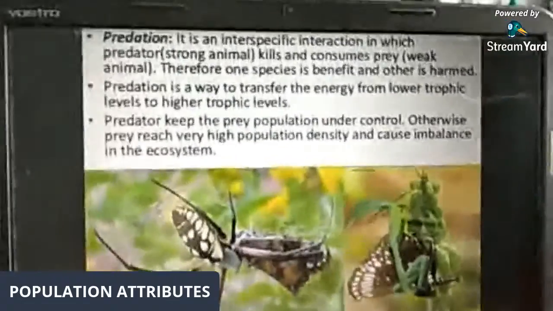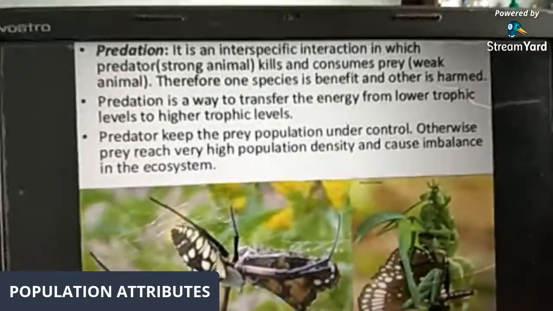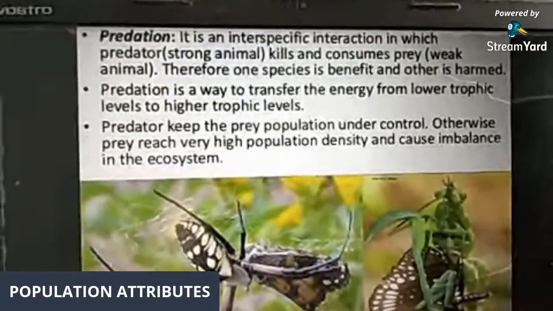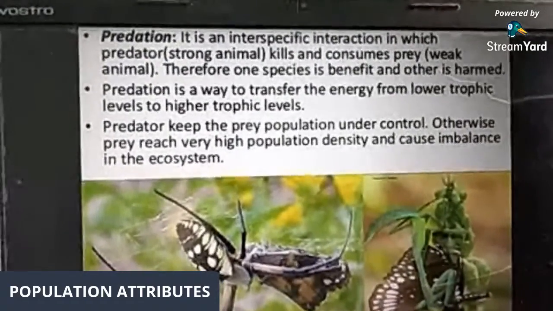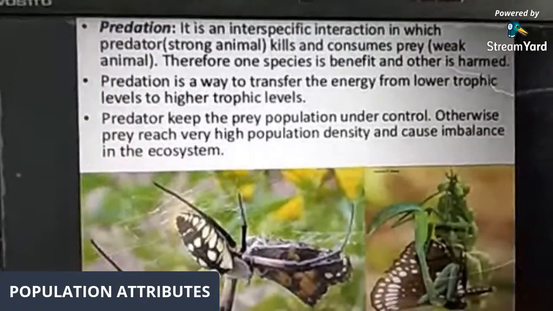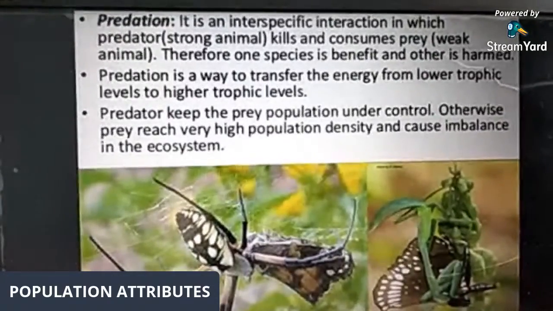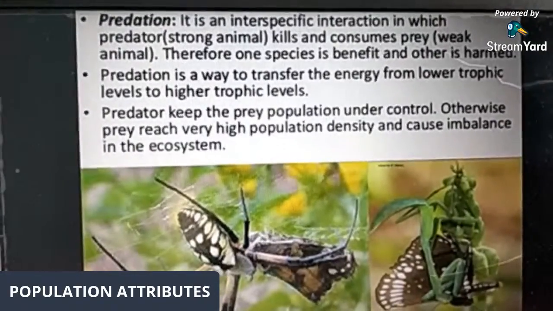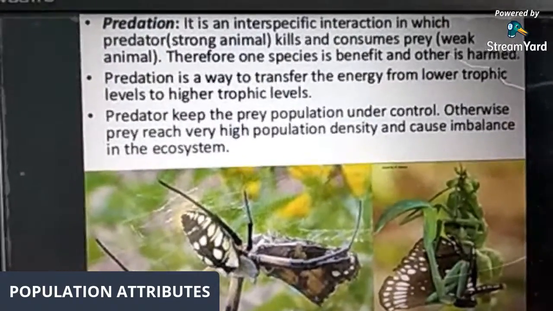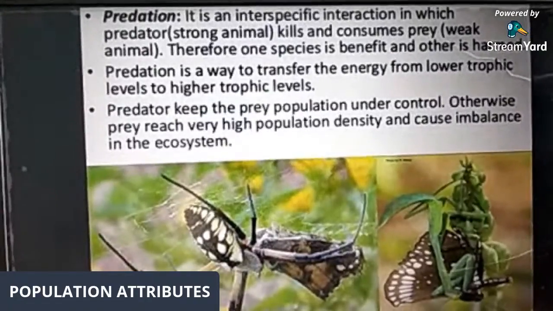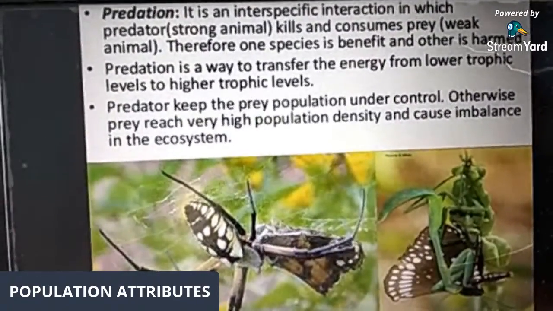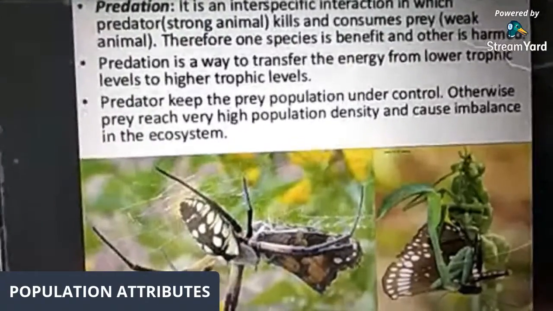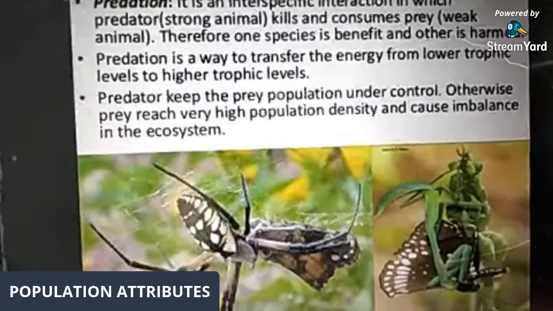Clear? Next one is the description of predation. It is an interspecific interaction in which the predator kills and consumes prey. Therefore, one species is benefited and the other is harmed. How can you identify which one is the predator and which is the prey? The predator will always be the strong animal and the prey will always be the weak animal.